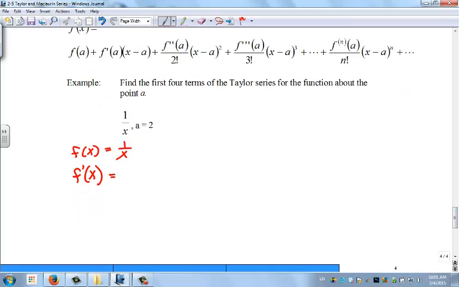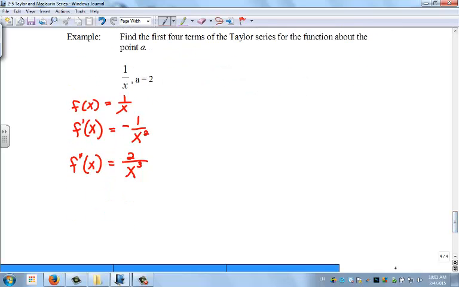So f prime of x is equal to negative 1 over x squared because it's negative 1x to the negative 2, right? And then f double prime of x, you're taking the derivative of negative x to the negative 2, so what you get is negative 2 times the negative that's already there, so that gives you 2x to the negative 3. And then finally, for the 3rd derivative, you're taking the derivative of 2x to the negative 3, so negative 3 times 2 gives you negative 6x to the negative 4, so it's over x to the 4th.